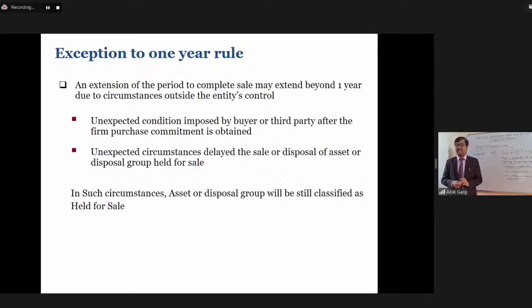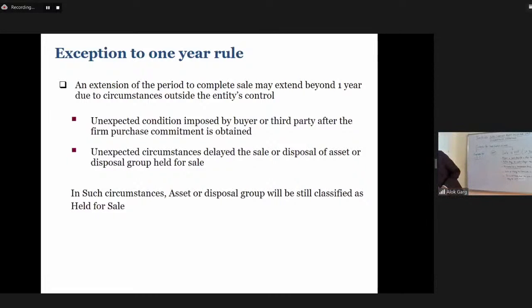The answer is yes. The standard says that an extension of the period to complete the sale may extend beyond 1 year due to circumstances beyond the entity's control. So if the circumstances are outside the entity's control, then even though 1 year has been crossed, it will still be classified as held for sale. But if it is within the entity's control, then it will not be classified as held for sale.